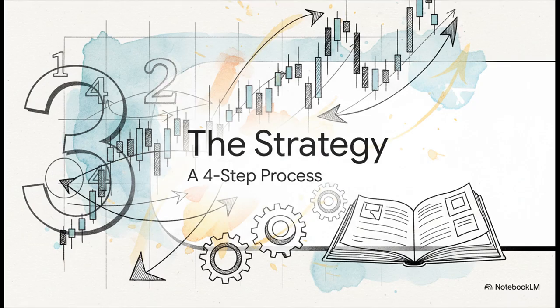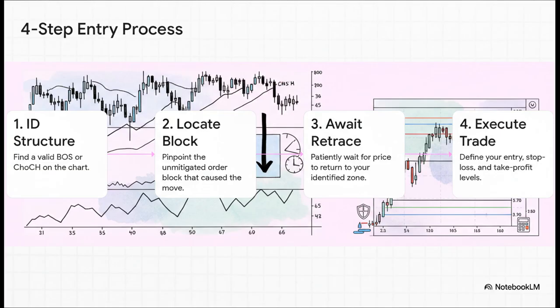Okay, so let's put all 3 of these rules together into a super simple, repeatable trading plan. This is how you go from just knowing the theory to actually executing trades. So here's your 4-step framework. It's this simple. Step 1, you find that valid change in market structure, the BOS or CHOCH. Step 2, you find the exact unmitigated order block that launched that move. Step 3, you have to be patient and wait for the price to come back to your zone. And finally, step 4, you execute with your risk completely predefined.